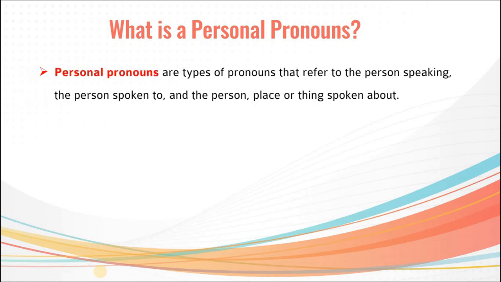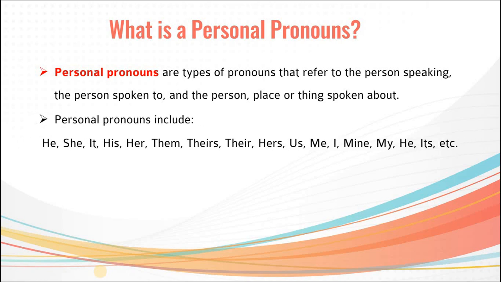Personal pronouns are types of pronouns that refer to the person speaking, the person spoken to, and the person, place, or thing spoken about. The speaker, the object of the sentence or the target of a sentence, what we are talking about, all those are called the personal pronoun. When you are speaking to or speaking about someone, you are using the personal pronoun.